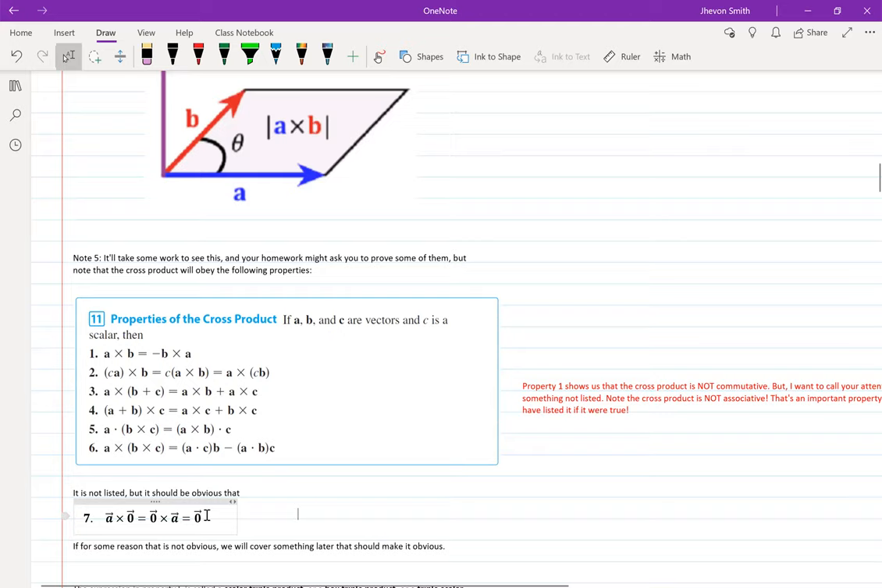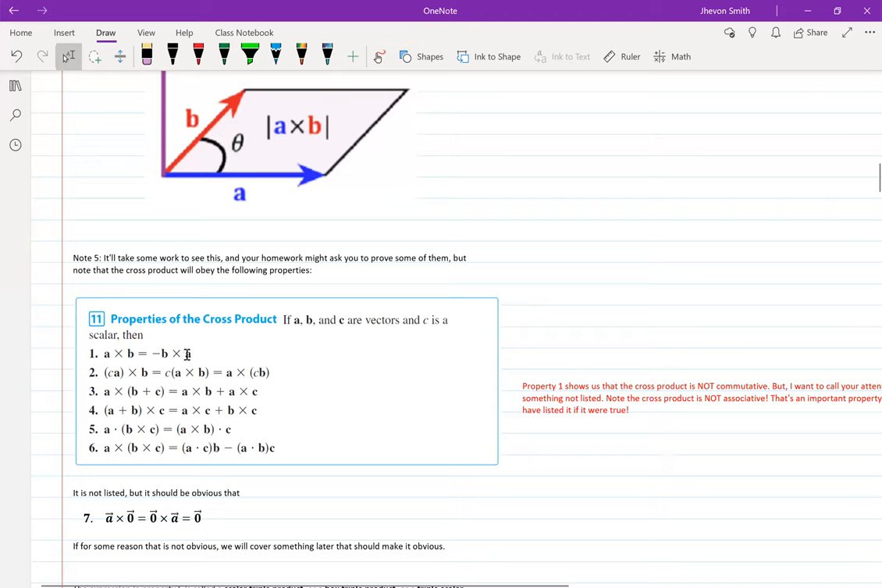If that's not obvious to you why that would be the case, what we're going to do later is also going to make that obvious, so we won't do it much right now. Another thing I want to point your attention to is the fact that the cross product is not commutative. This means the order of the multiplication actually matters.